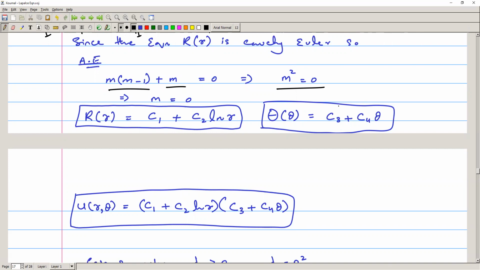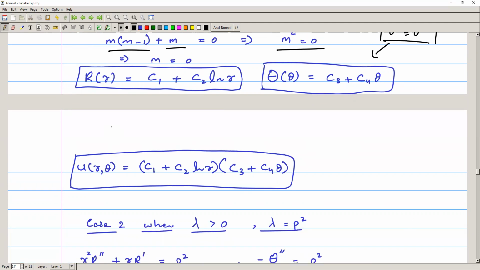So the solution is now c1 plus c2 ln r. Right, and for theta we have Theta'' is equal to 0, so it will give the solution in this form: c3 plus c4 theta. All right, so from u(r, theta) is equal to R times Theta, we can now write the solution in this form, right, for case 1.